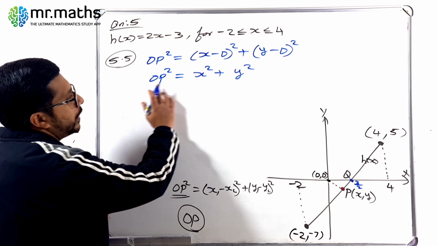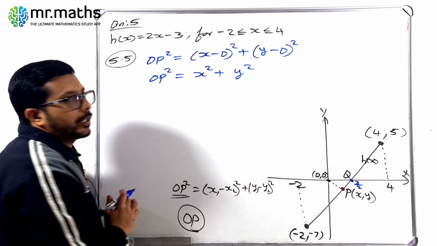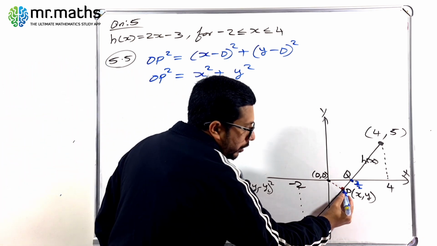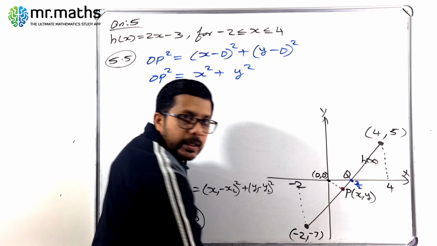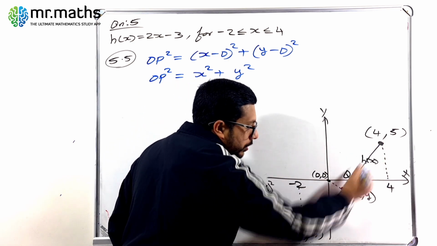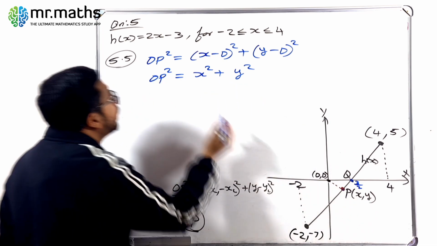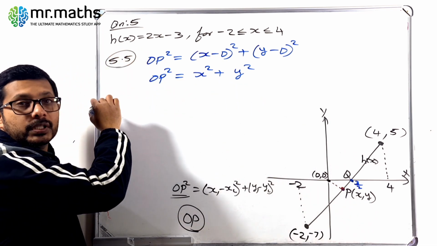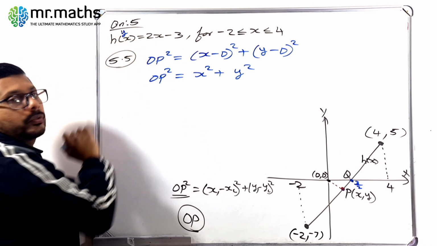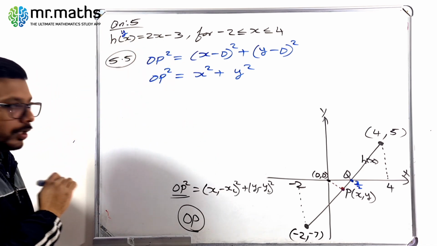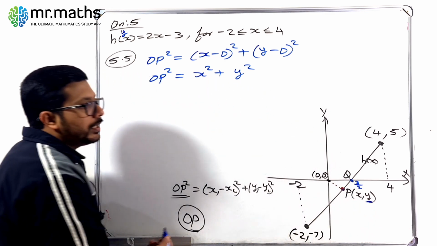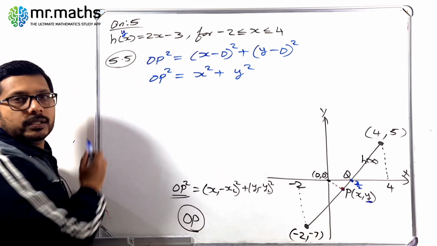Here OP square is equal to x square plus y square. So what is this y? Y is a point on this straight line, h of x. Am I right? This point is a point on the straight line. So what is y? We know the equation of the straight line, that is h of x is equal to 2x minus 3, and we know that h of x is the same as y. So at this point, y is 2x minus 3.